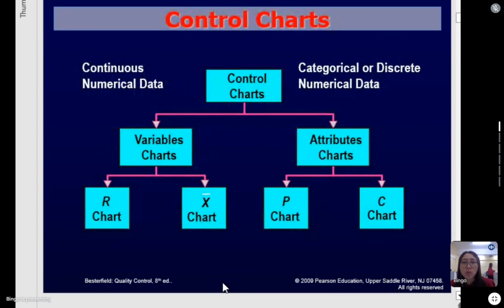Okay. So we also have here continuous numerical data and categorical or discrete numerical data. For continuous numerical data, that is the variable charts again. So you have there the R chart, X bar chart. So the R chart is basically the range and your X bar is basically the mean. Okay. Then for categorical or discrete numerical data, you have the attribute charts and that is intended for the P chart and your C chart. Okay.